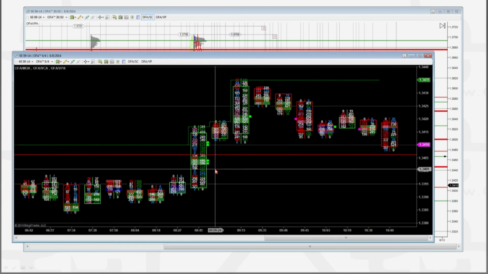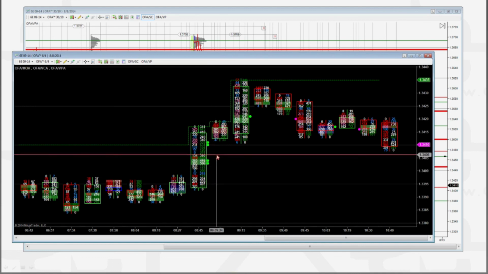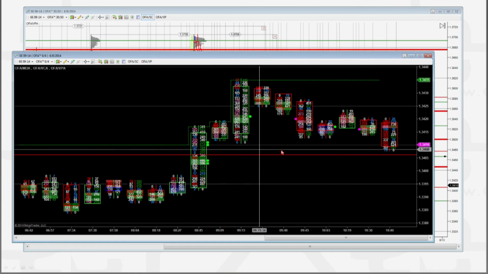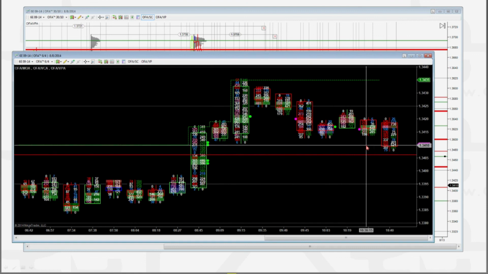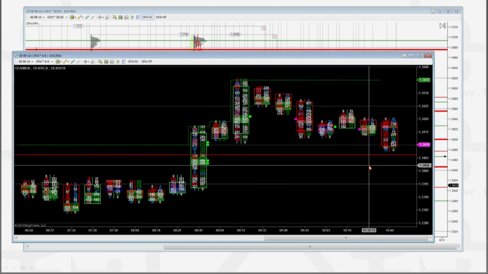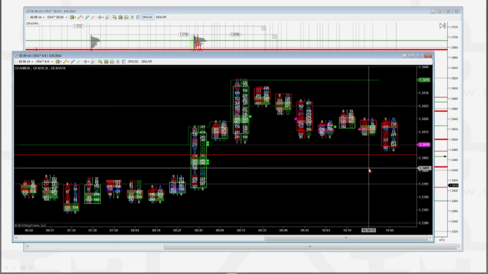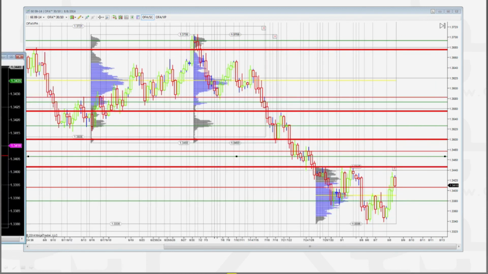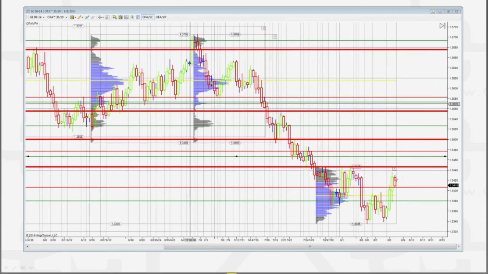So my stop, and this may take a long time given where things are, is behind here. Terrible fill, let's say I get in right now at 134.10. My stop is down here at 134.01, so basically nine ticks. But my potential on this trade is back up to this high volume area.